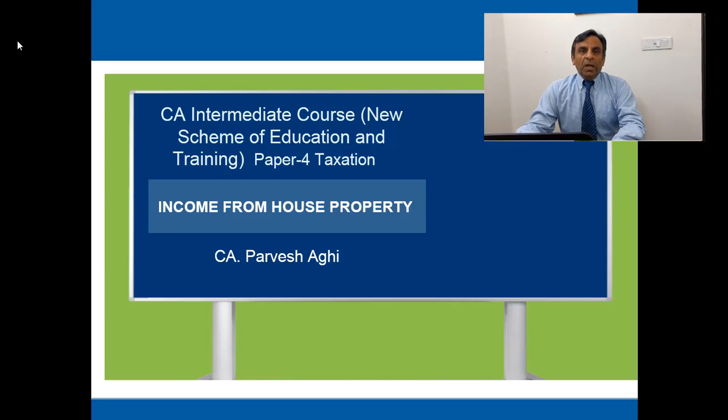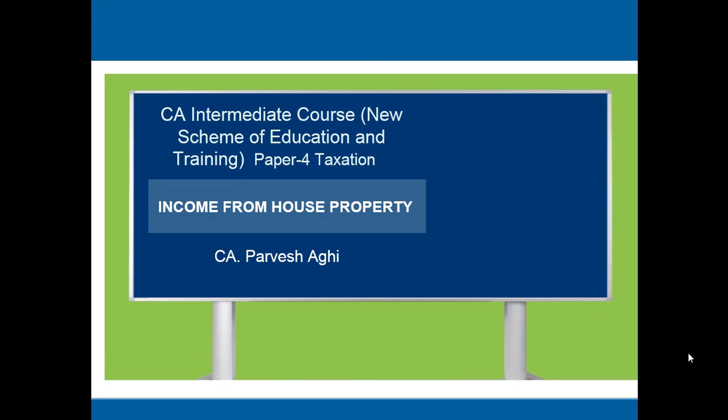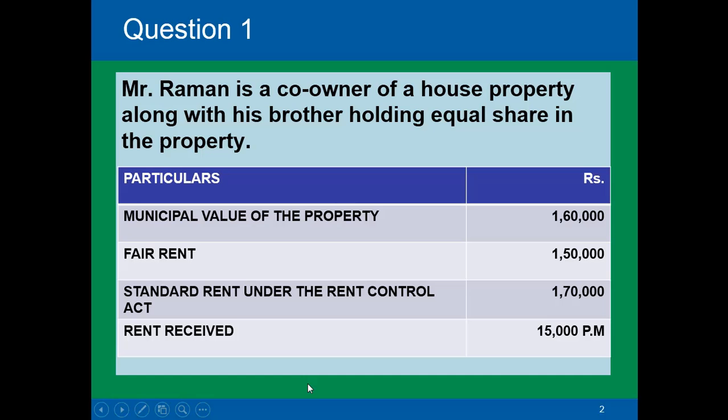I completed my CA in 1985 and I am working as a visiting faculty with the Institute of Chartered Accountants of India. In today's lecture, we will be covering income from house property. This is your CA Intermediate course, Paper 4, Taxation, and I am CA Pravesh Agi, your professor for this lecture. So let's do question number 1.